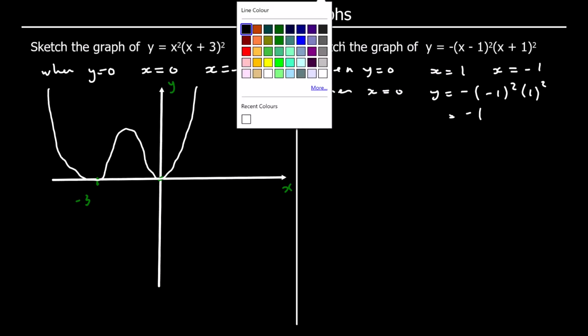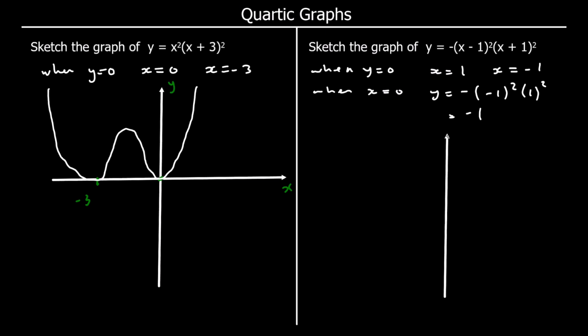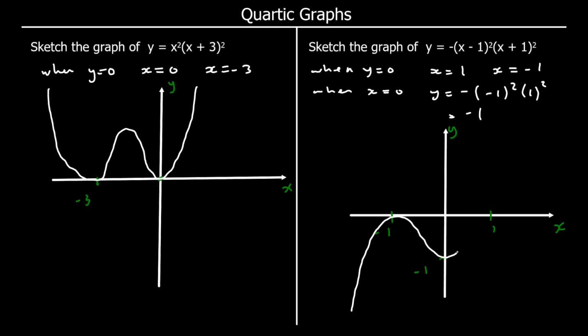So that's all the information we need. So it's going through 1 and -1, and -1 on the y-axis as well. It's a negative shape, and they're both repeated roots. So it starts at the bottom, just touches at -1, down to -1, and again just touches at 1, and then it ends at the bottom as well, because it's a negative quartic shape.